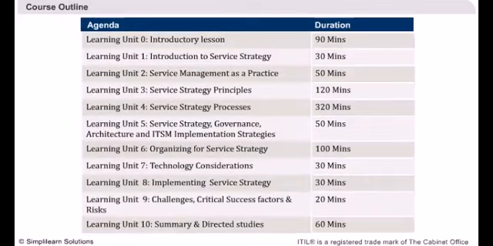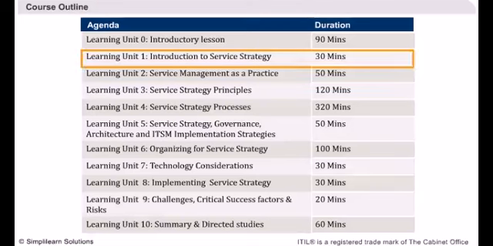Let me give you an overview of all the learning units of this tutorial. In all, we have 10 learning units, including the introductory lesson, which we will be completing in a few minutes. Let's look at the other learning units now. Learning Unit 1 covers the purpose and objectives of service strategy, the scope of service strategy, the value to the business and the context of service strategy in relation to all other lifecycle stages.